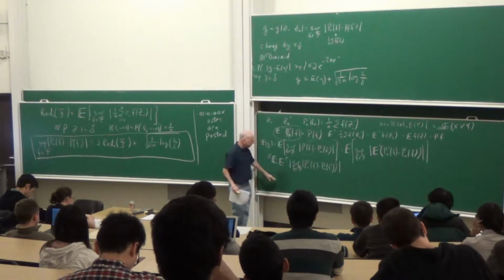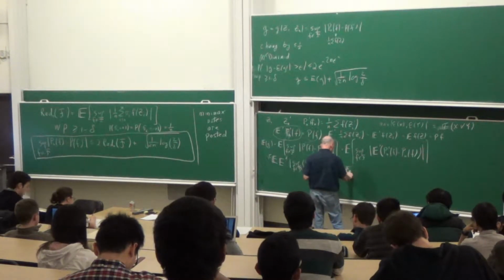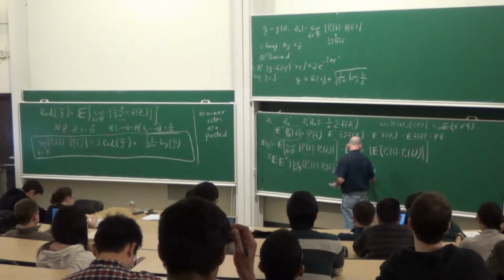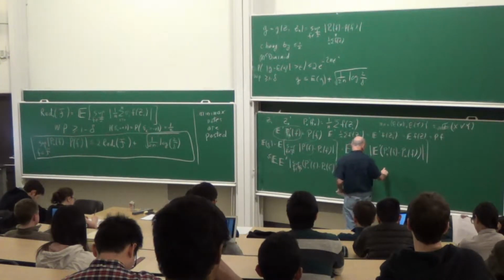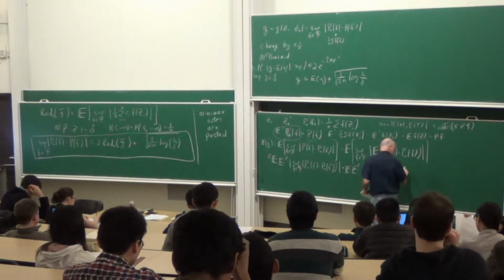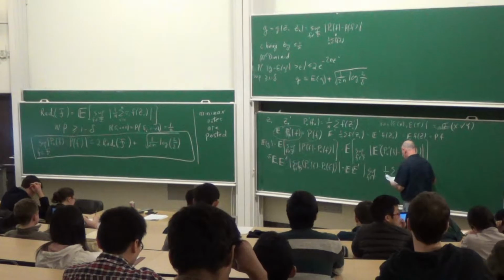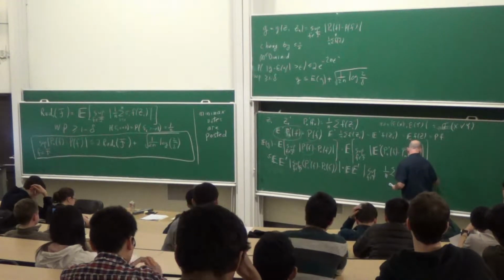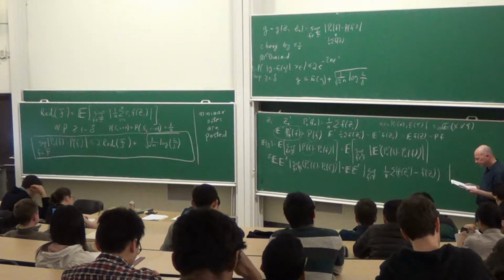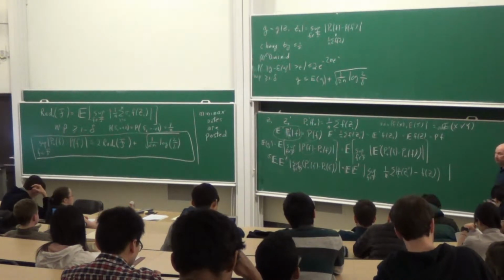Just for clarity, now let's write out more precisely what these things are. So this is the expected value of the sup of 1 over n of the sum of f of Zi prime minus f of Zi, writing up the definition of P'n and Pn, they're the empirical averages.